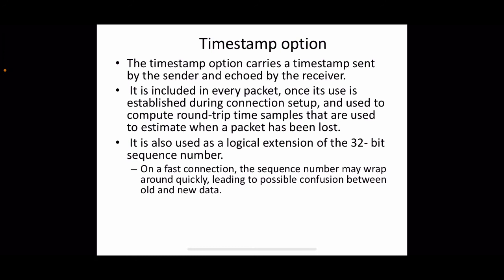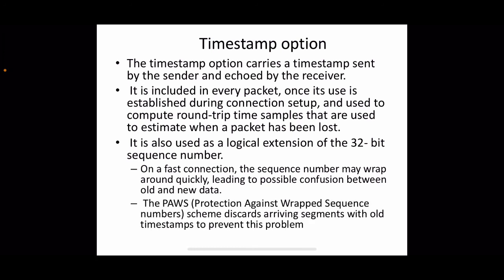The problem here is that if the connection is very fast, the first 0 will be there in the receiver, and at that time the second 0 segment also may be received. So the receiver should be able to identify which one is the newer one and which is the older one. In that case we can use this timestamp. So that is used as PAWS, that is, protection against wrapped sequence numbers.